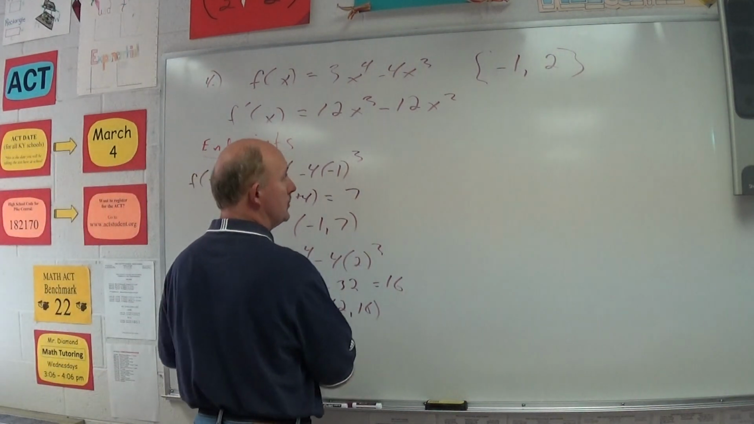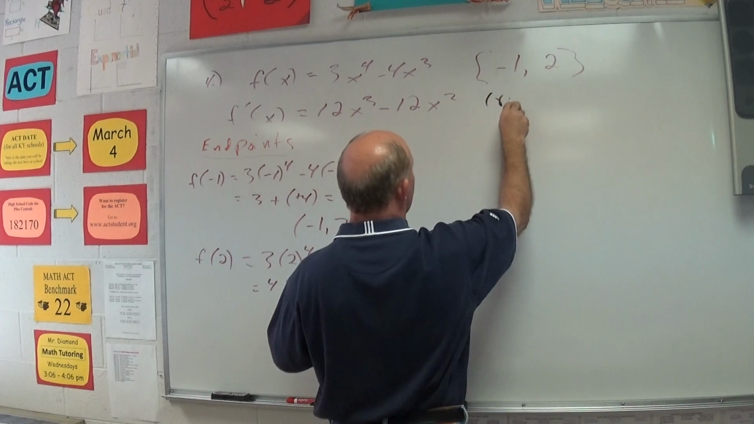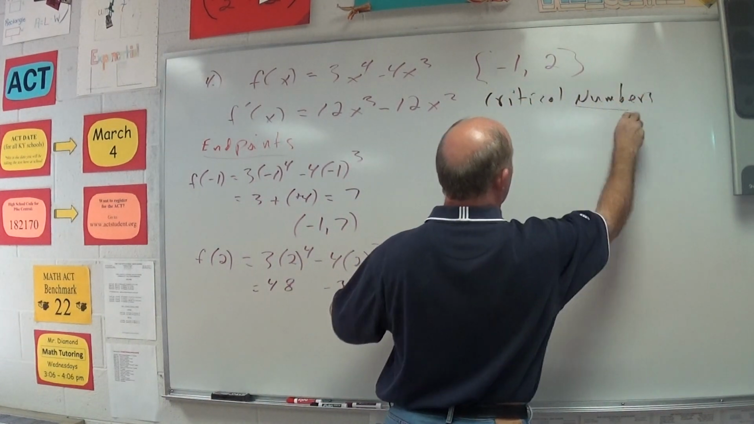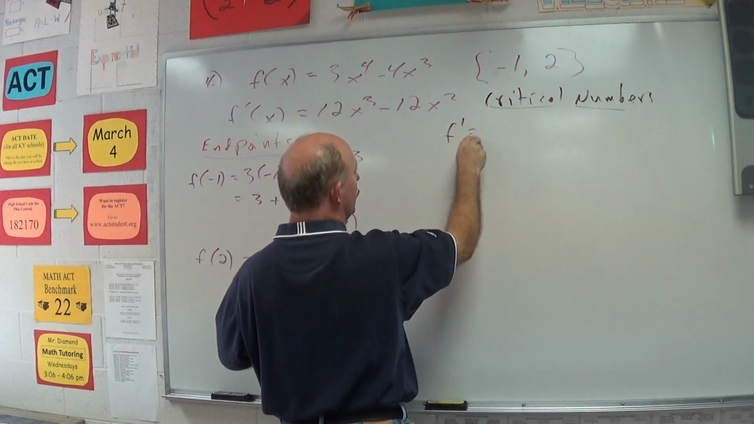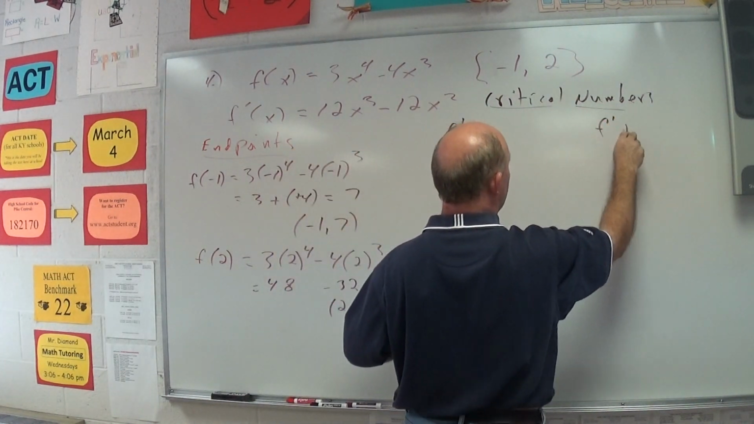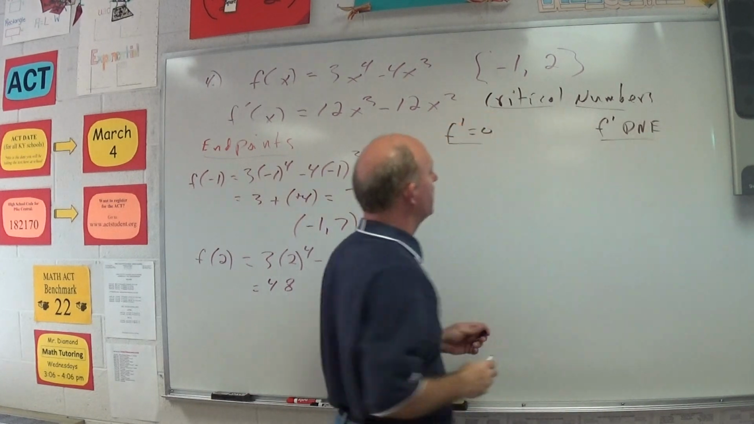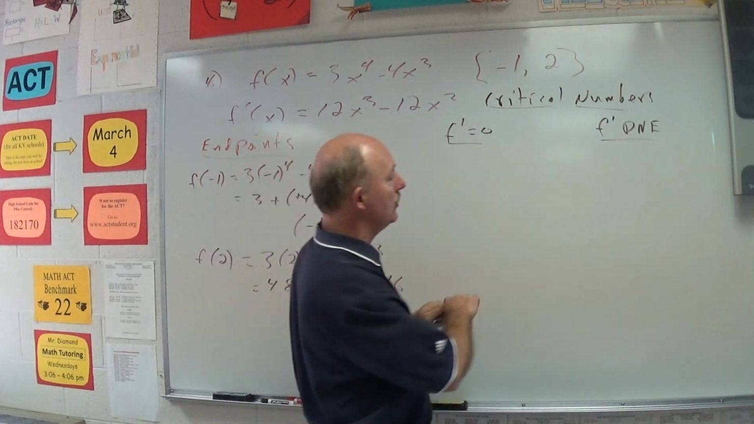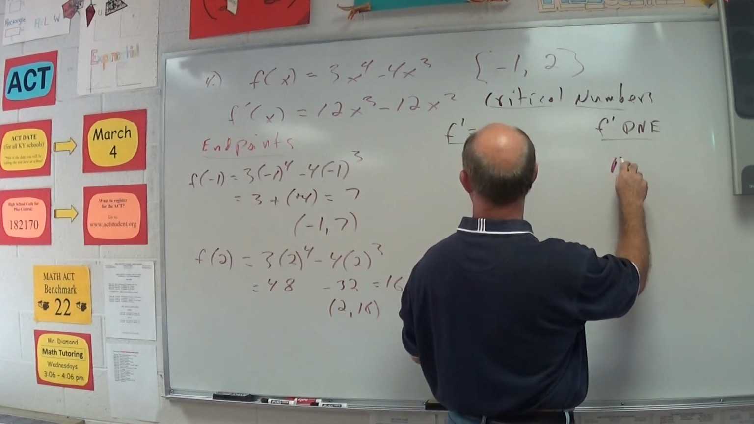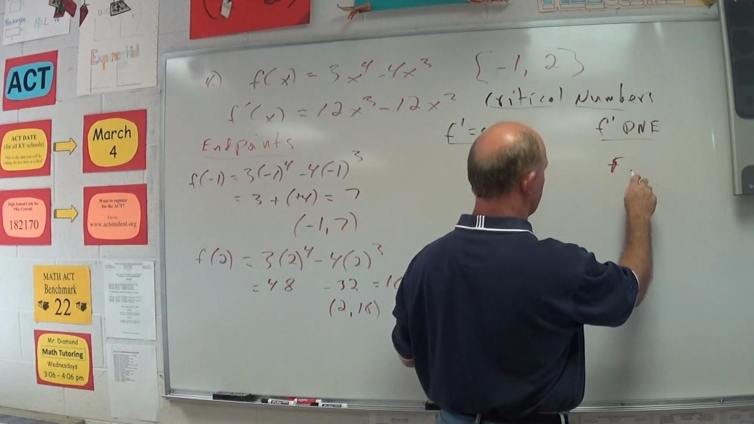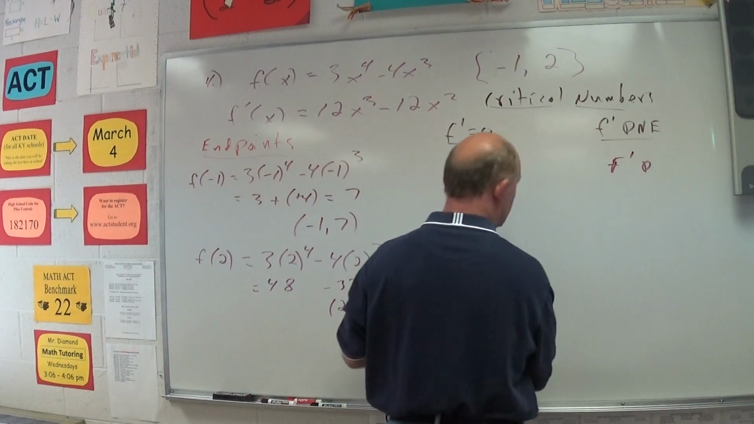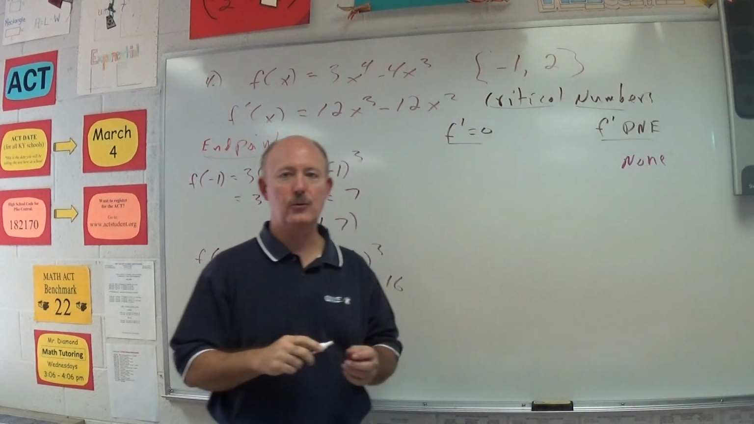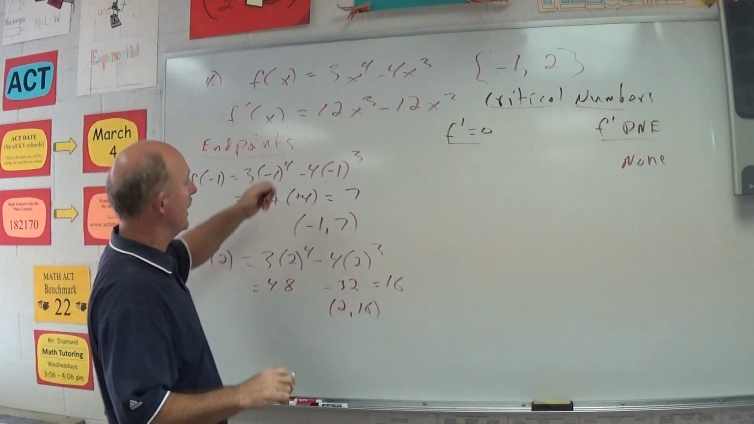All right, so next, let's check our critical numbers. Remember, the critical numbers always occur when the derivative is equal to 0 and when the derivative does not exist. All right. Now, immediately you recognize the derivative is a polynomial, so there is no place where the derivative doesn't exist. So the derivative does not exist, there is none. So there are no values where the derivative doesn't exist.